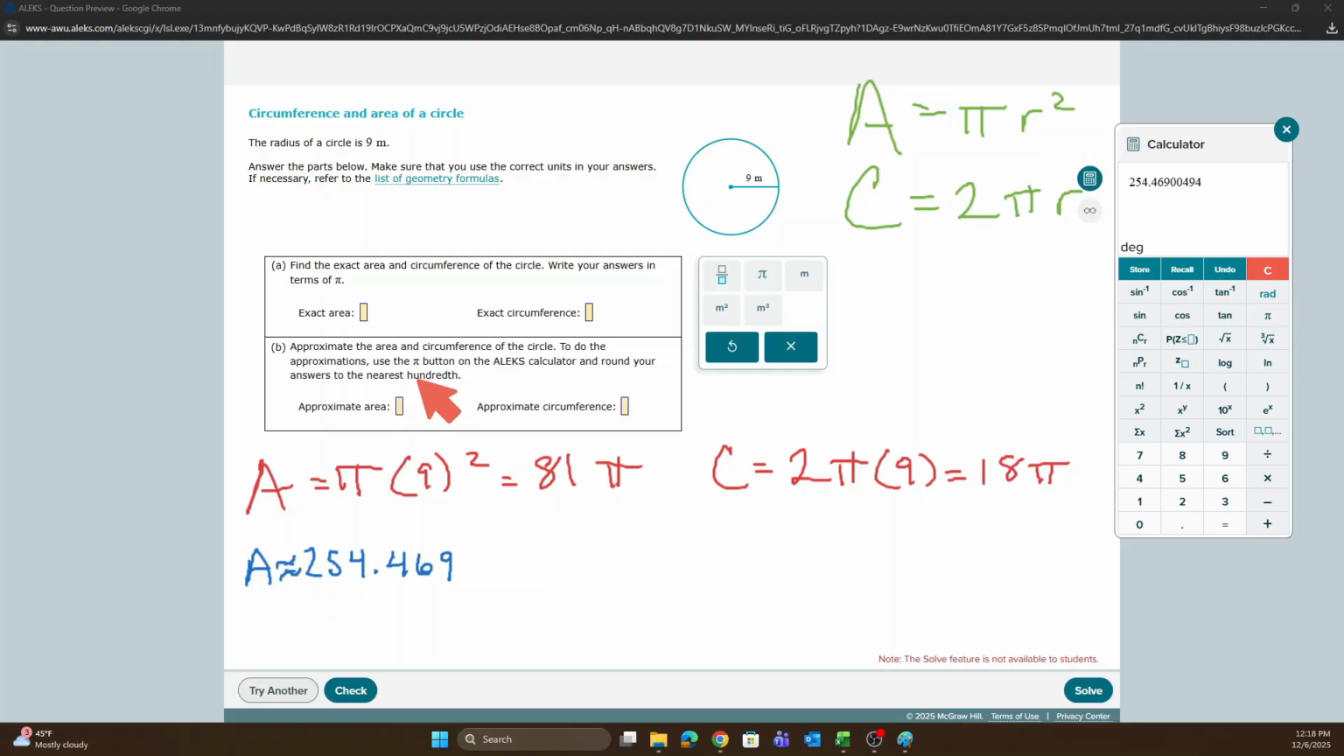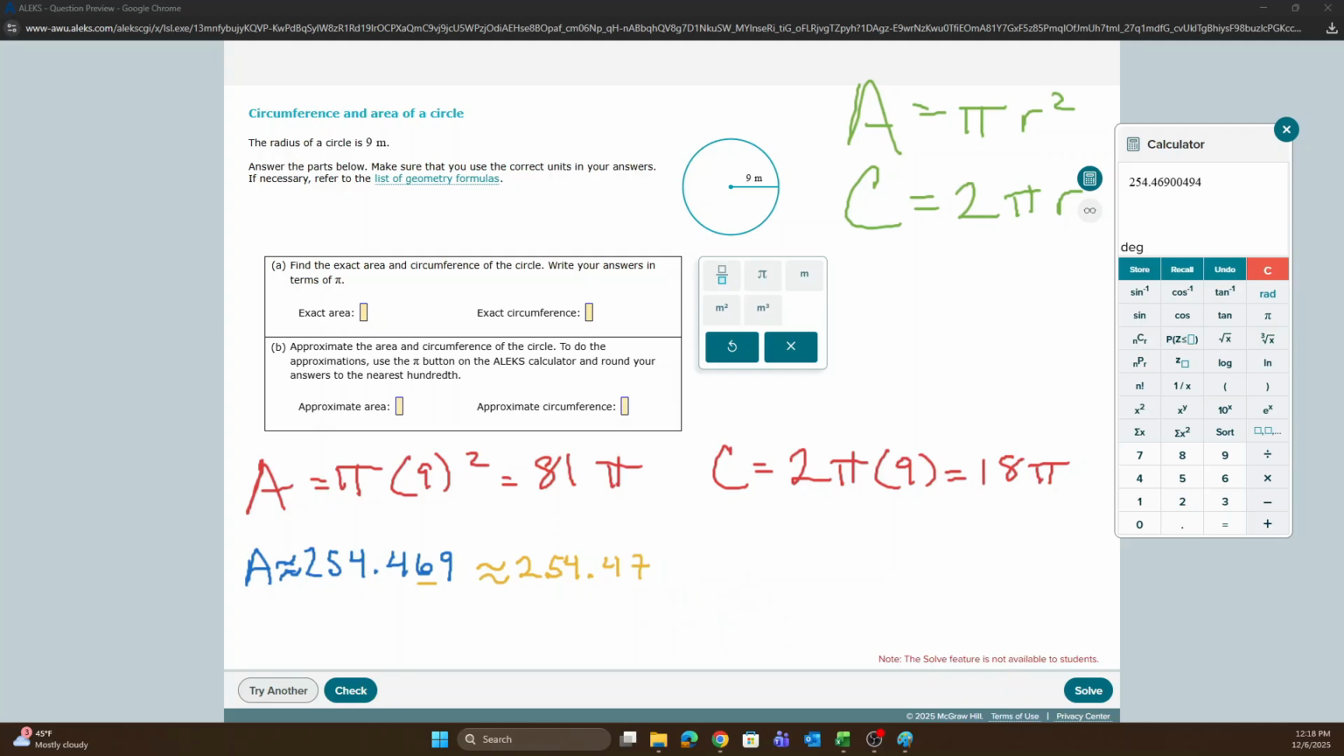Now, it also says to round to the nearest hundredth. And our nearest hundredth is our second digit here after the decimal. So this is really going to be rounded to 254, sorry, 0.47.